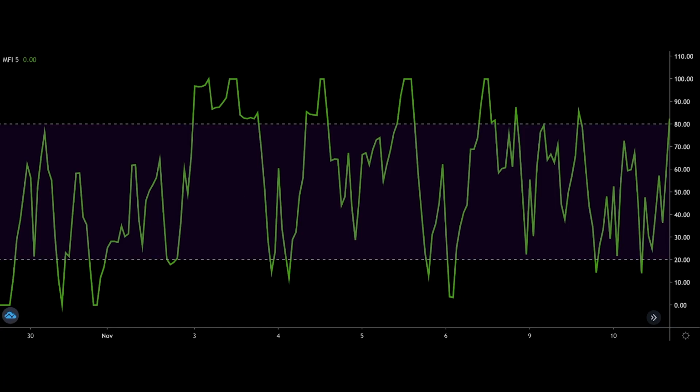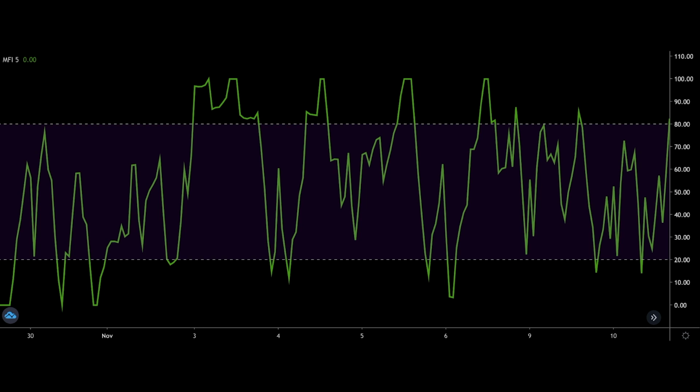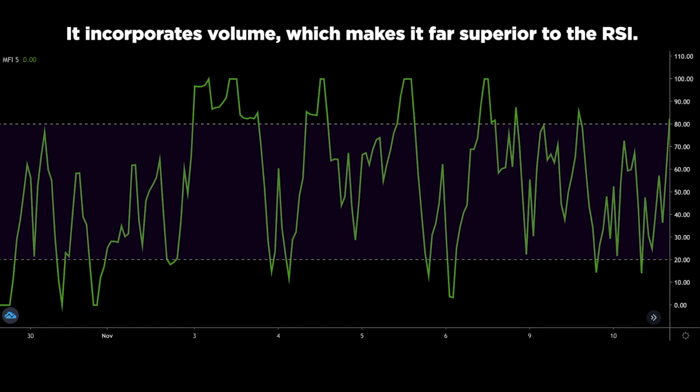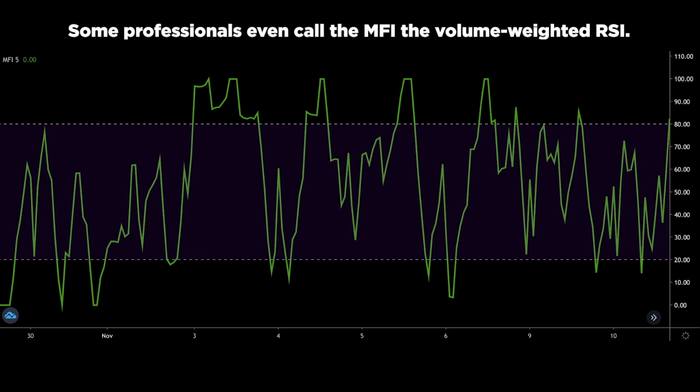If this is the first time you hear of the Money Flow Index, I don't blame you because it's not frequently covered. Essentially, it is a momentum indicator that measures the flow of money in and out of an instrument over time. Think of it very much similar to the Relative Strength Index, except that it incorporates volume, which makes it far superior to the RSI. Some professionals even call the MFI the volume-weighted RSI.